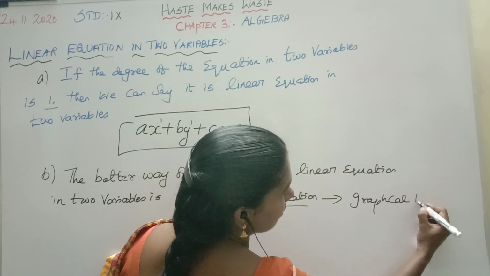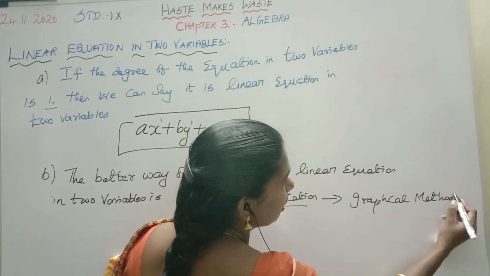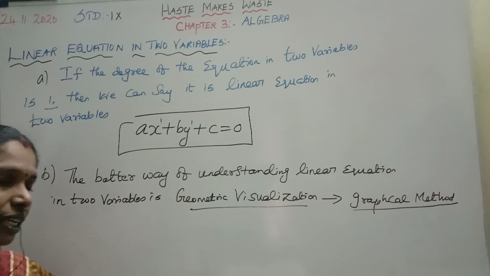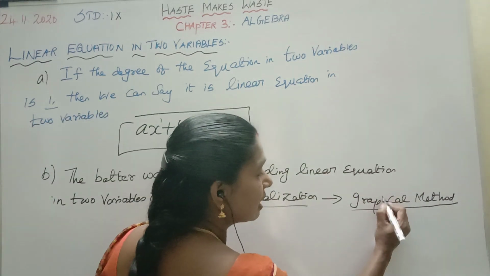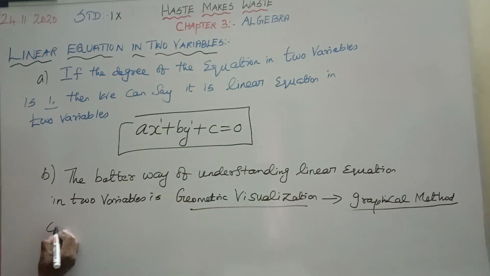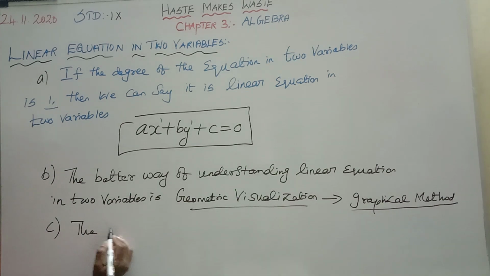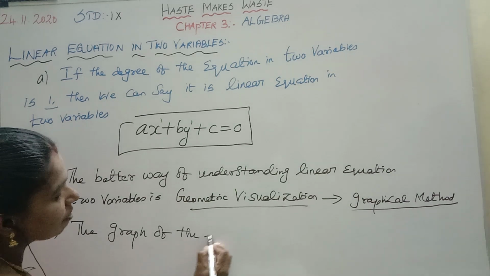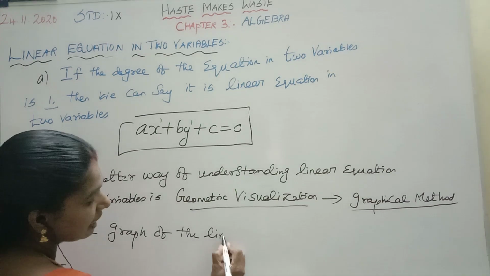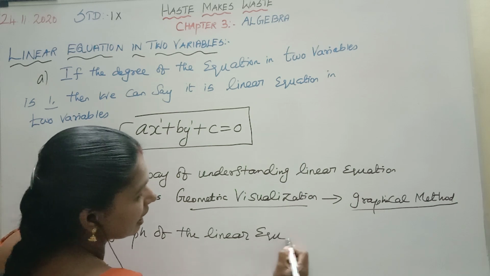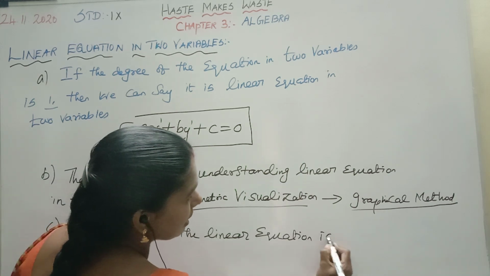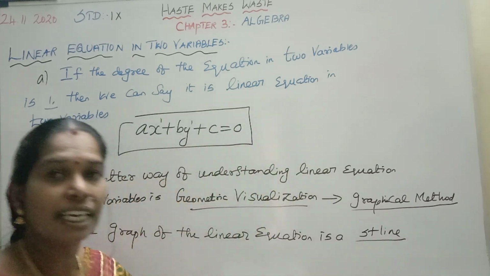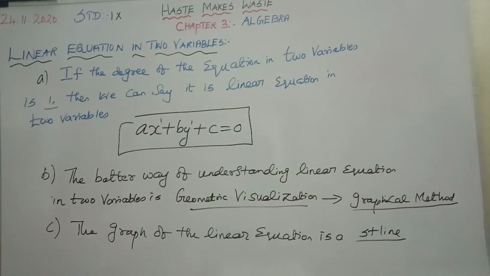And you know what is the graph of the linear equation? Very good. It is a straight line. So what is the third point? The graph of the linear equation is nothing but a straight line.